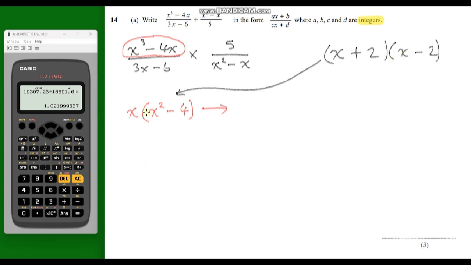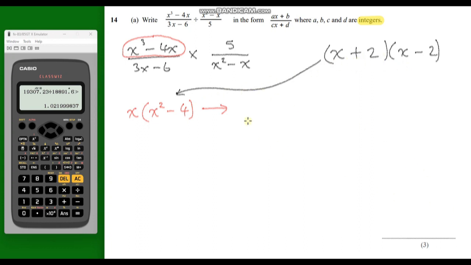So x times x is x squared. 2 times negative 2 is negative 4, but then the outside and inside terms will cancel, because 2 times x is 2x, and x times negative 2 is negative 2x, and those two will cancel. So these are exactly the same.